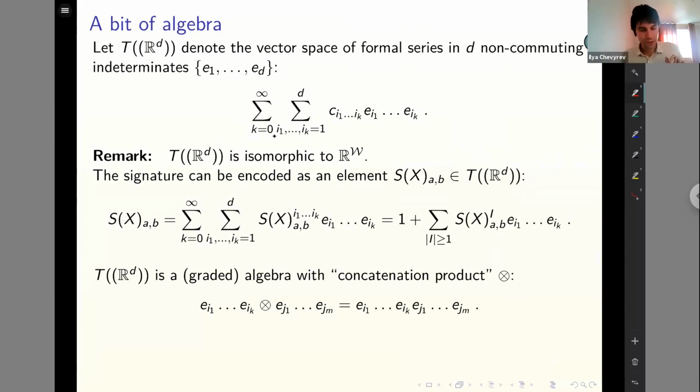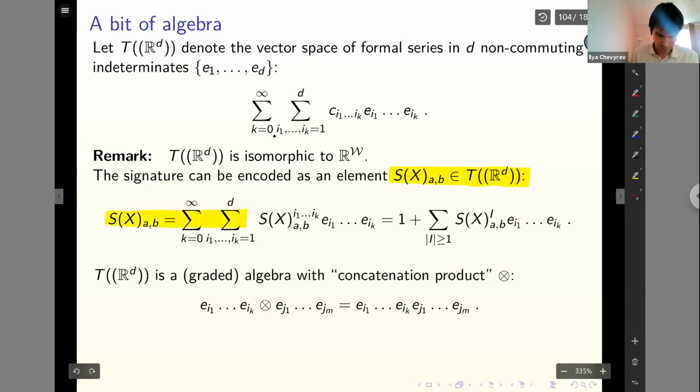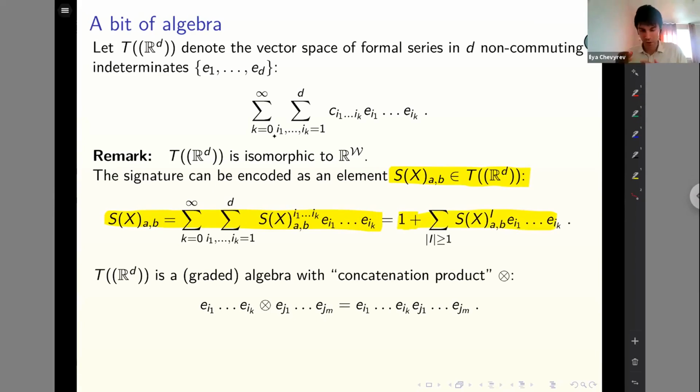So the first point here is that with this notation, a signature can really be encoded as an element of this space, simply by substituting these c's with the terms of the signature. So I'm going to put it essentially like this. The first term is always going to be a 1, which corresponds to the empty word. And then I'm going to look at all words of length bigger than or equal to 1, and put the terms of the signature in front of these formal vectors.